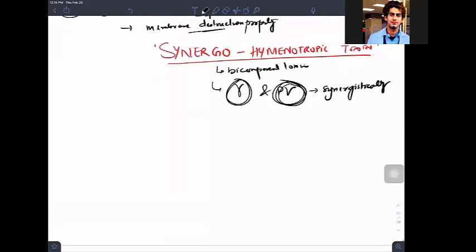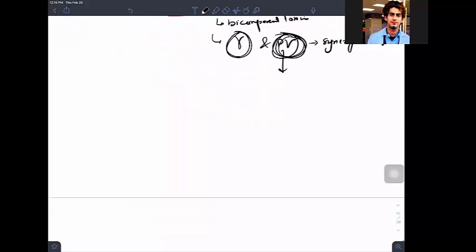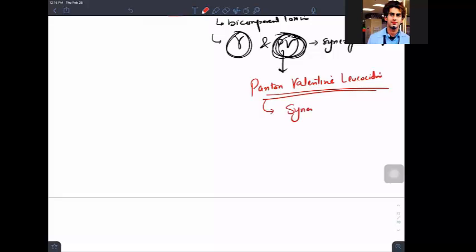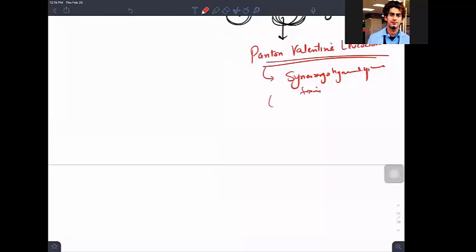Let us talk about this PV. PV is Panton-Valentine leukocidin. What is the first thing to write about this Panton-Valentine toxin? It is a synergohymenotropic toxin. Same point for this. Third thing to remember, it is dermonecrotic.